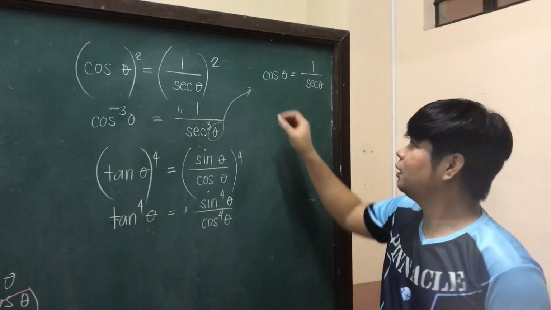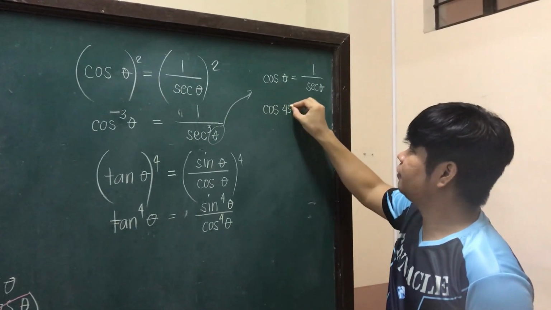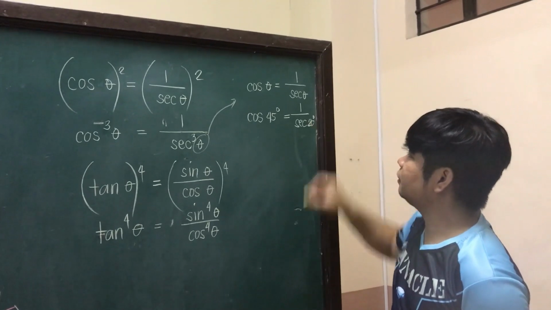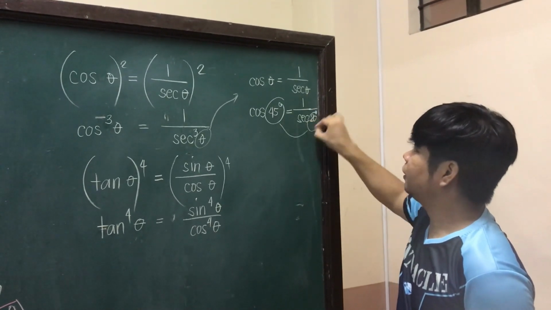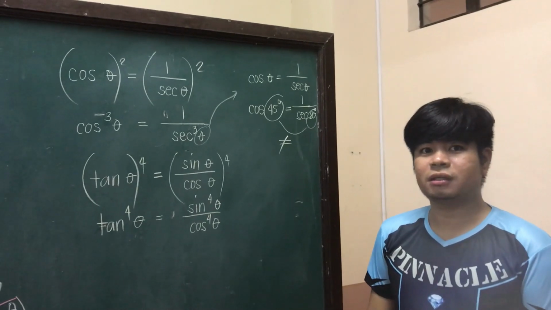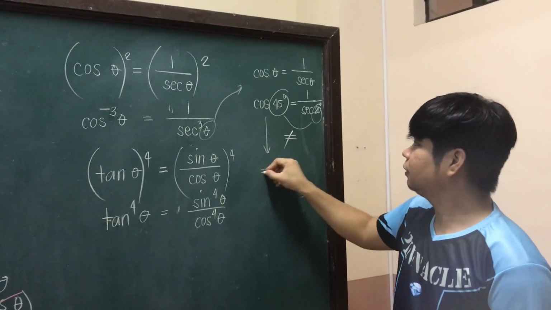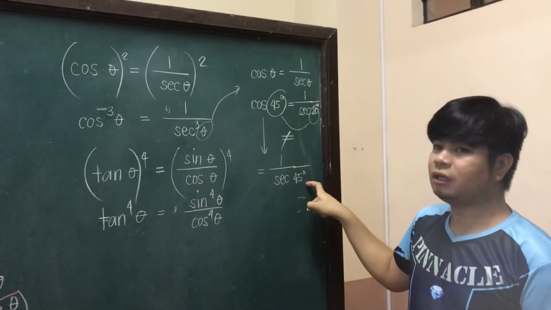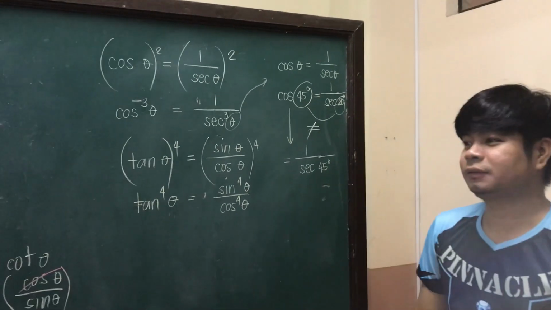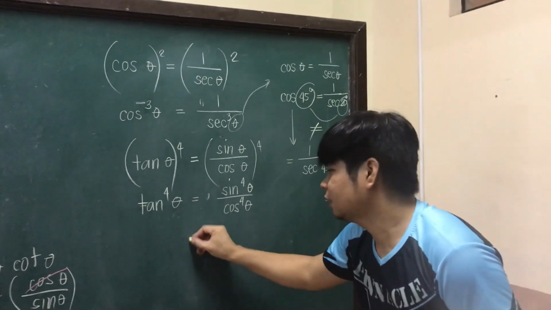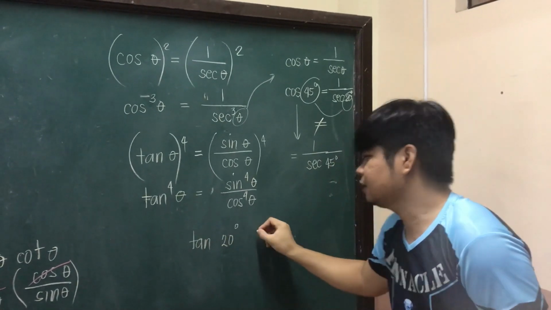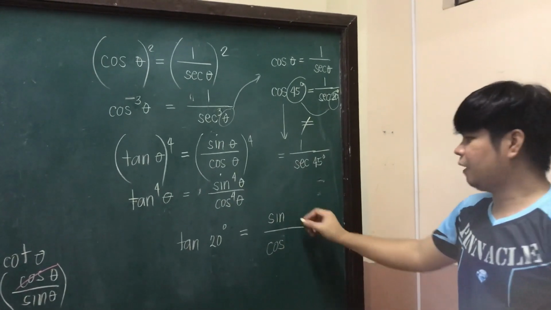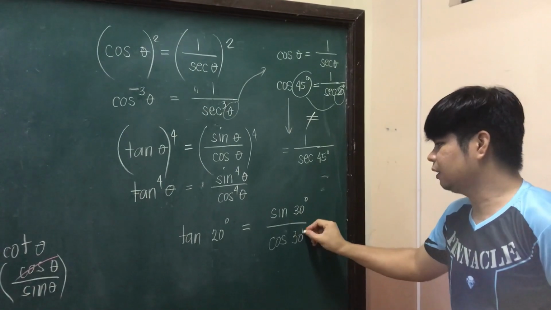It cannot be that if you deal with cosine 45 degrees and you equate it to 1 over secant 20 degrees. It cannot be because 45 is not 20 degrees. Okay, so it means to say you need to partner it to 1 over secant 45 degrees. For us to say 45 degrees is to 45 degrees. We cannot also say that tangent 20 degrees is equal to sine over cosine, where in fact this is 30 degrees, the other is 30 degrees.